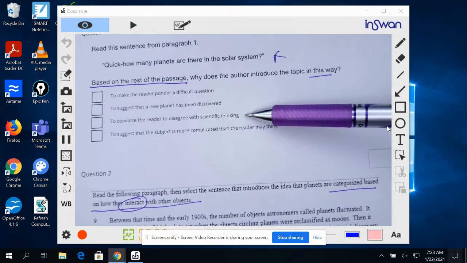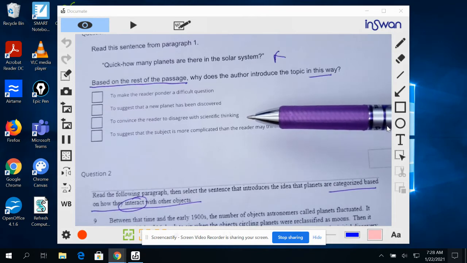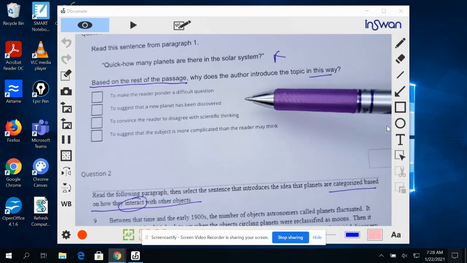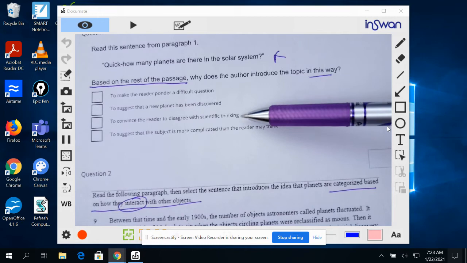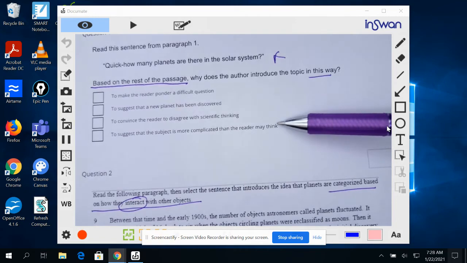This one's also incorrect. While the author is posing a question to the reader, the intent is to show how the answer is more complicated than one might think, not to cause the reader to question or disagree with current scientific thinking. Again, if you're looking at the piece as a whole, that's definitely not the intention. So the answer is D. By beginning the passage in this way, the author is hinting that though the question appears very simple, the subject may be more complicated than the reader would originally think.